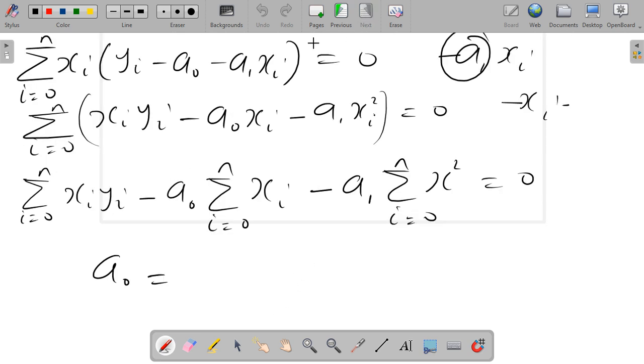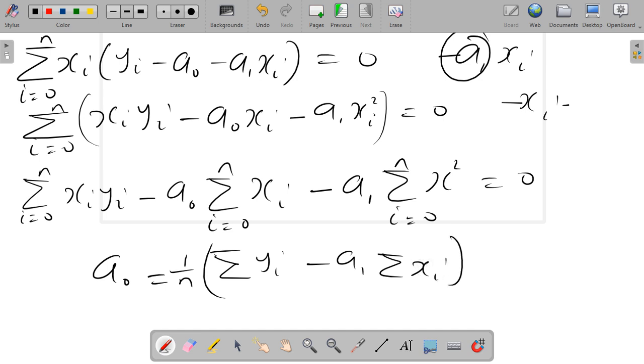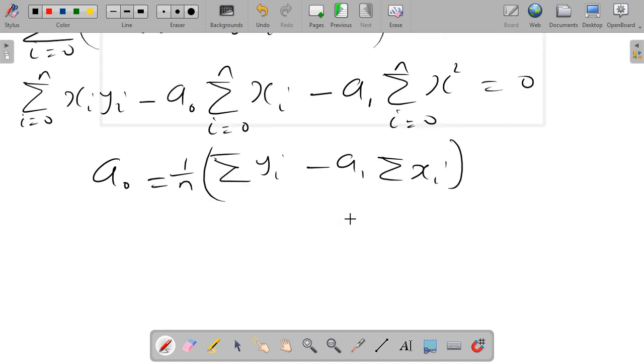So let us now, we know that our x naught is 1 over n, the summation in bracket like this, the summation of yi minus a1, the summation of xi. Okay, so now if we put it here, anywhere we see a naught we replace, so we are going to have the summation of i starting from 0 to n of your xi yi, minus this is our a naught.